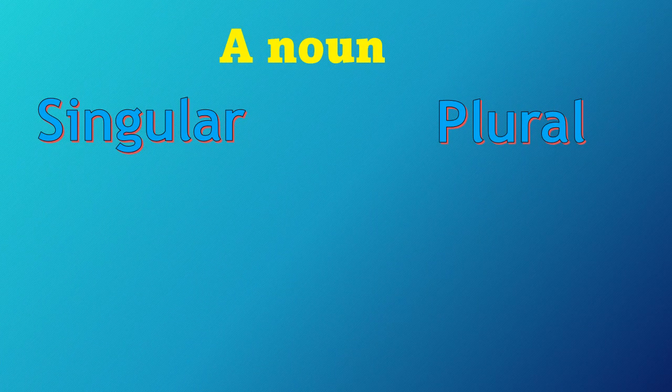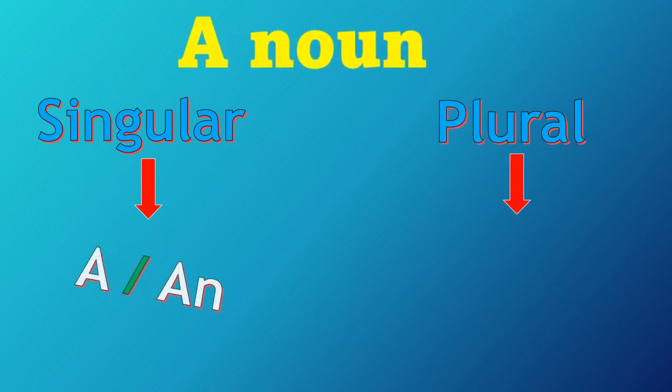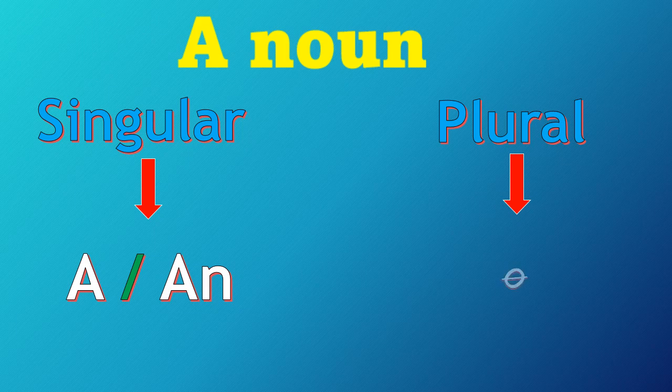Good. Now, a noun, as you know, can be singular. It means one person or one thing, or can be plural. So, if the noun is singular, we use the article a and an. But if the noun is plural, we use no article. We call it zero article. Okay, good.